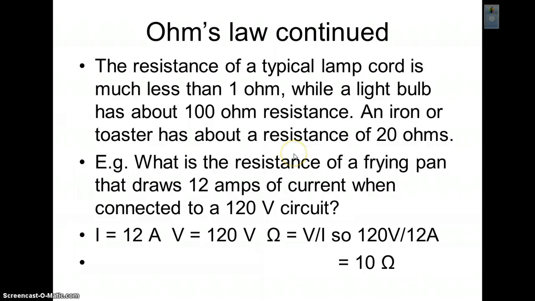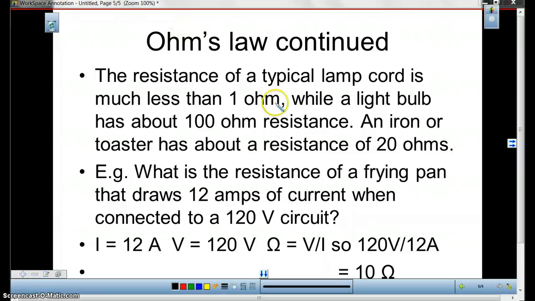We can do a couple of problems with this. The resistance of a typical lamp cord is much less than an ohm, while a light bulb has about 100 ohms of resistance, because we don't want, well, we'll go into that a little bit more later. An iron or a toaster has a resistance of about 20 ohms.